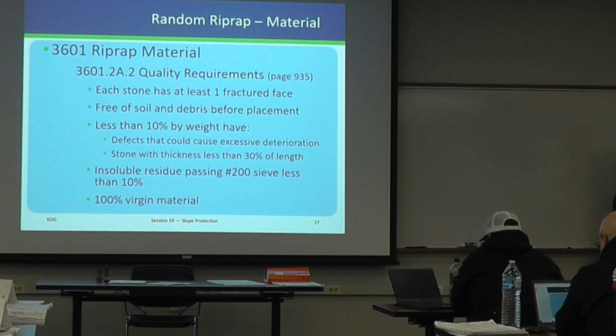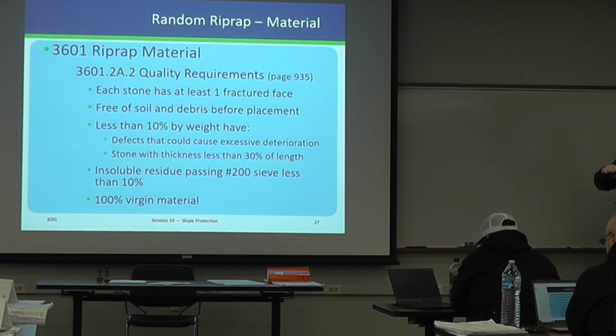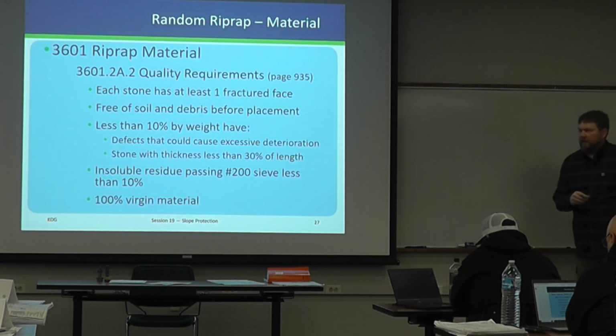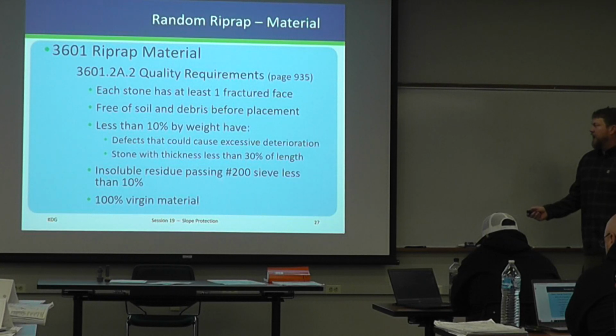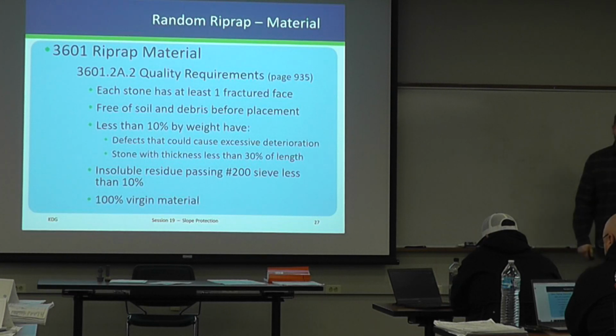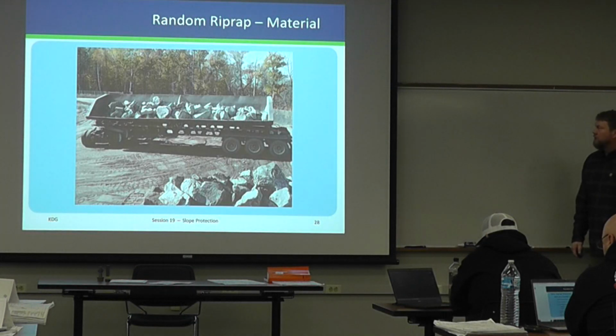We don't want it to have defects that could cause excessive deterioration. And then we want to make sure the stones have a thickness less than 30% of the length. So you don't want real thin slabs out there either. That's not going to provide what we're looking for. And then we'll look at a couple pictures of material that likely had insoluble residue from the number 200 that's more than 10%. We'll take a look at what that looks like. And then we want it to be 100% virgin material.